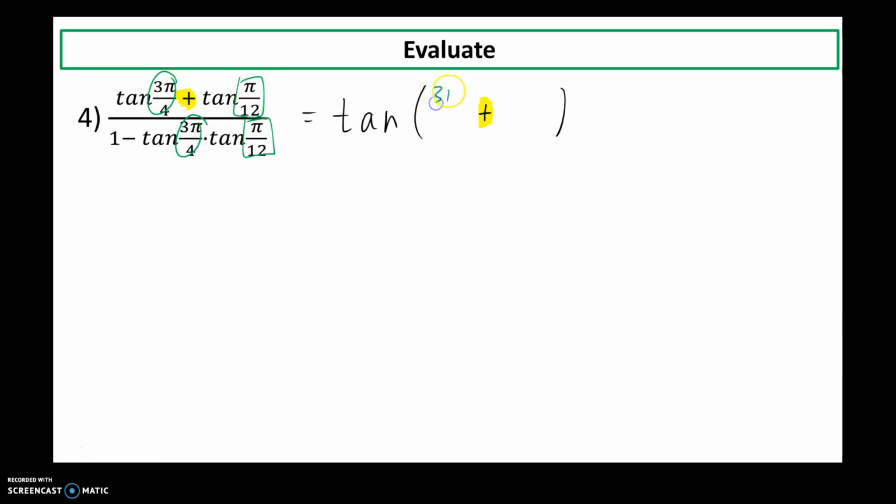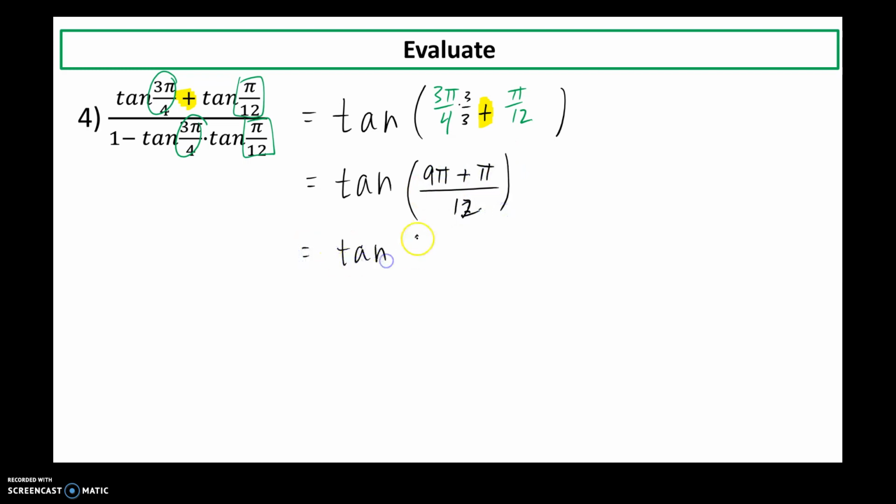Okay, so alpha is going to be 3 pi over 4. Beta is going to be pi over 12. So I'm going to add those angle measures together. I need a common denominator of 12 here. So that would give me 9 pi plus pi all over 12. This gives me tan of 10 pi over 12. And that'll reduce to tangent of 5 pi over 6.